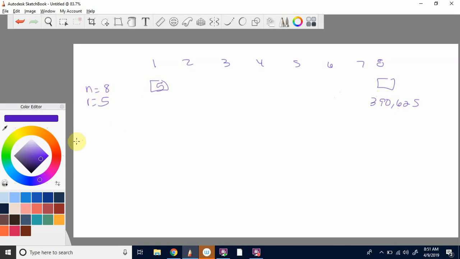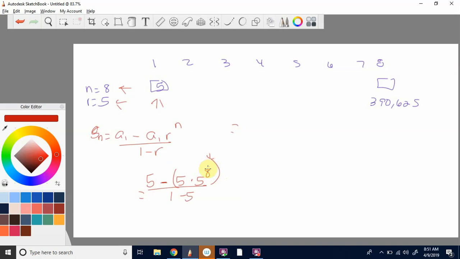So the formula that we want to use is S of n equals a sub 1 minus a sub 1 times r to the n over 1 minus r. Do I have a sub 1? I sure do. Do I have r? I do. Do I have n? I do. So I can put this in this formula: 5 minus 5 times 5 to the 8th over 1 minus 5. Using the algebra, remember this has to come before. You cannot subtract these. Order of operations. And then we have to do this first.